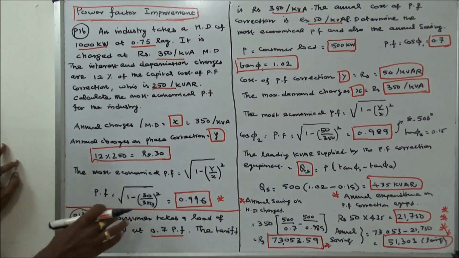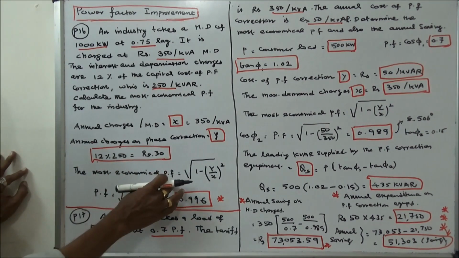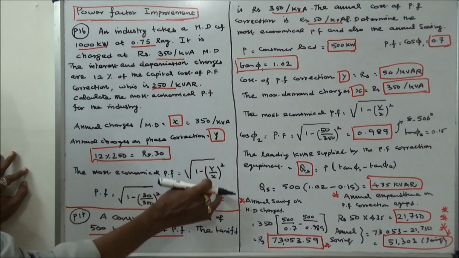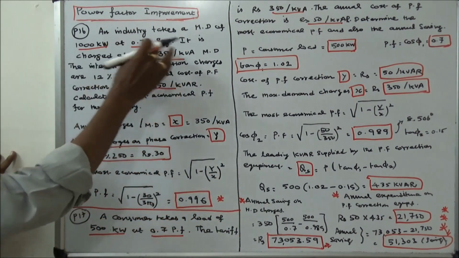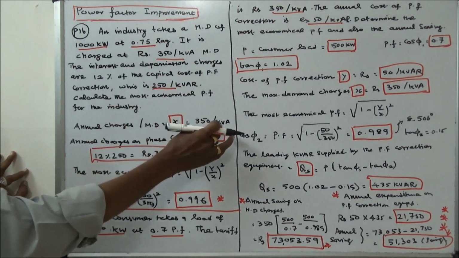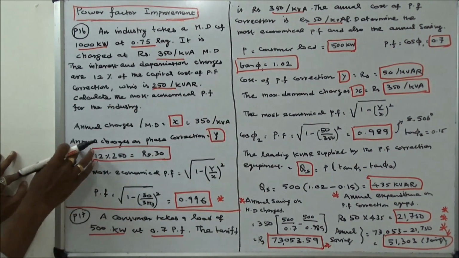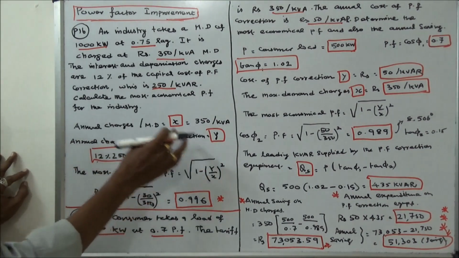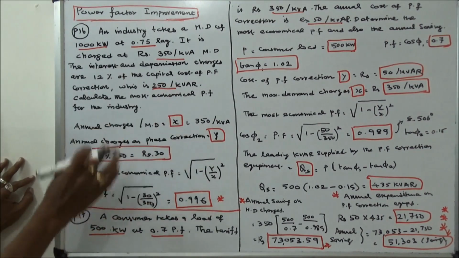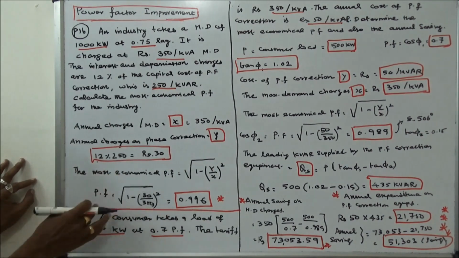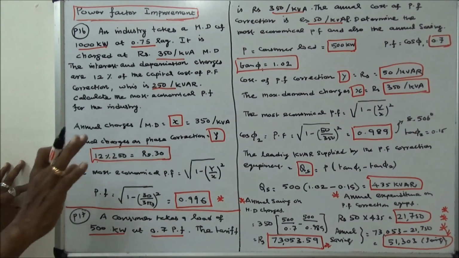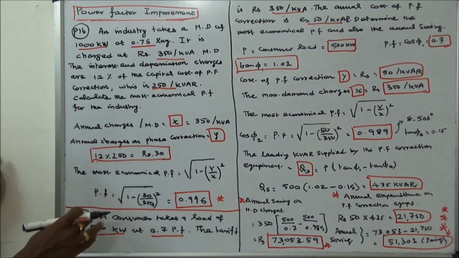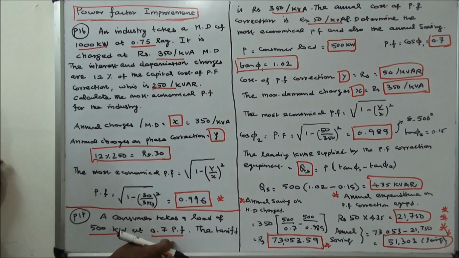So the formula is, the most economical power factor is equal to root of 1 minus (y by x) the whole square, where x is the annual charges per MD, that is 350 per kVA, and Y is the annual charges of power factor correction, so 12% of 250, that is equal to 30 rupees. So the most economical power factor is 0.996. Okay, very simple problem.